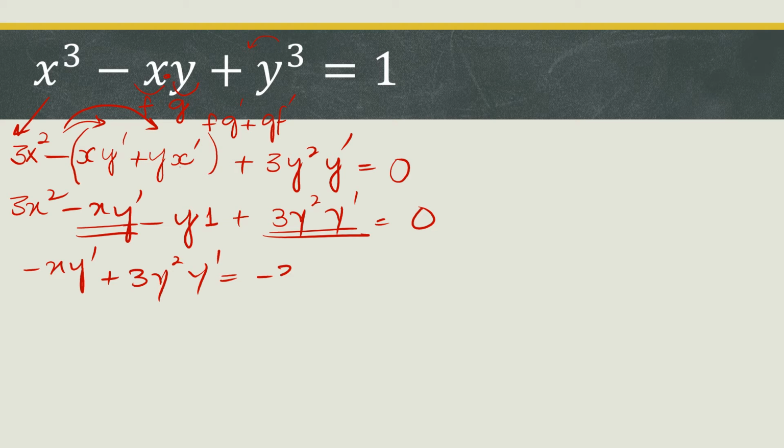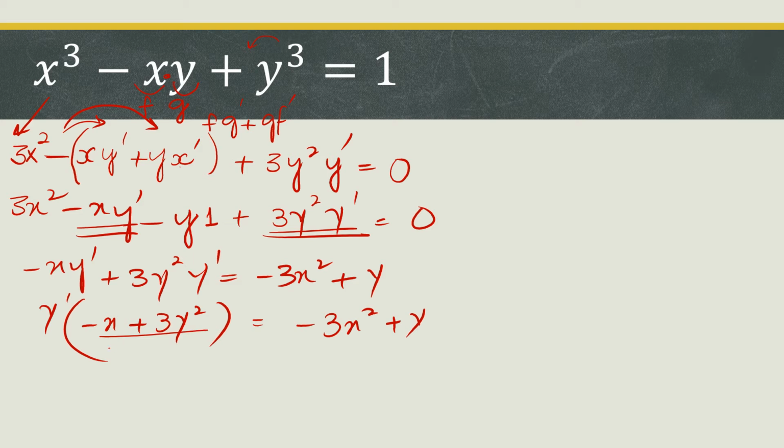3x square, take it on the other side, and minus y means plus y, put it on the other side. Take the y prime common. Here you will get minus x plus 3y square inside the bracket equals minus 3x square plus y.